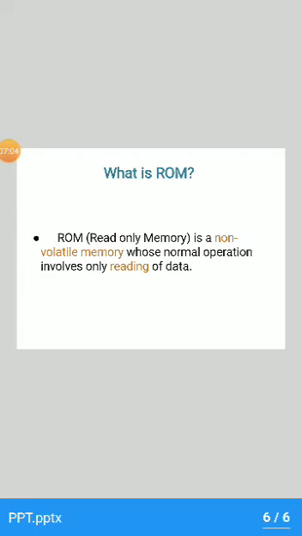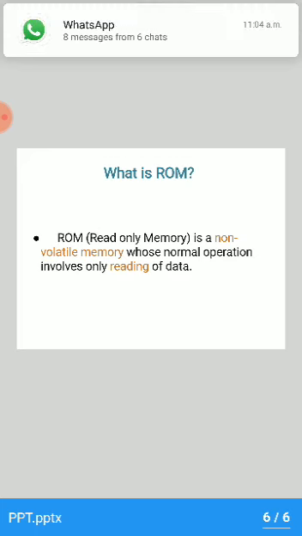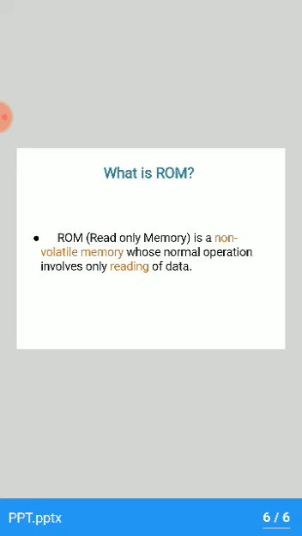Fifth one: what is ROM? ROM stands for read only memory. The read only memory is a non-volatile memory. Non-volatile memory means it is a memory that can retrieve stored information even after the power is lost. That kind of memory is called non-volatile memory, whose normal operation involves only reading of data.